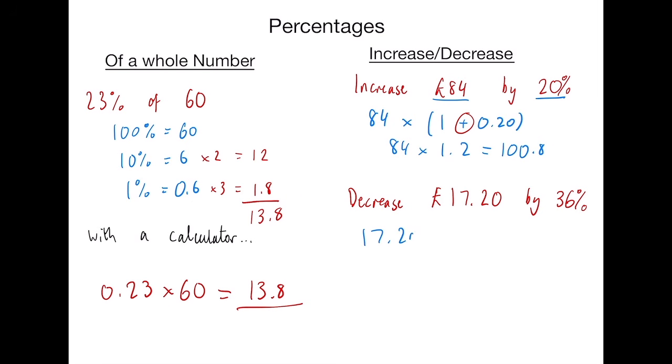Exactly the same with the decrease, but rather than adding, we would take away this time. So we start with our original value, 17.2 or 17.20. This time it's going to be 1 minus 0.36. So just to save a bit of time, that will be 0.64. Put that into your calculator and you will get 11.008. And that would be your final answer there.